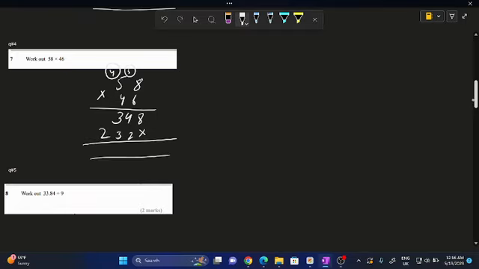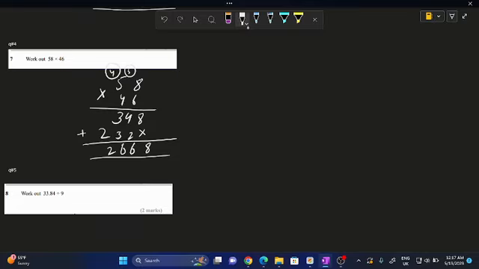Now at the last you have to add the terms. Always remember, when you are multiplying 2-digit or 3-digit numbers, after doing the multiplication, at the end you have to add the terms. 8 is remaining as it is because there is nothing below 8. 4 plus 2 is 6. So here would be 6. 3 plus 3 is 6. So here would be also 6. And 2 can be written as it is. So 2668 would be the final answer for question number 4.